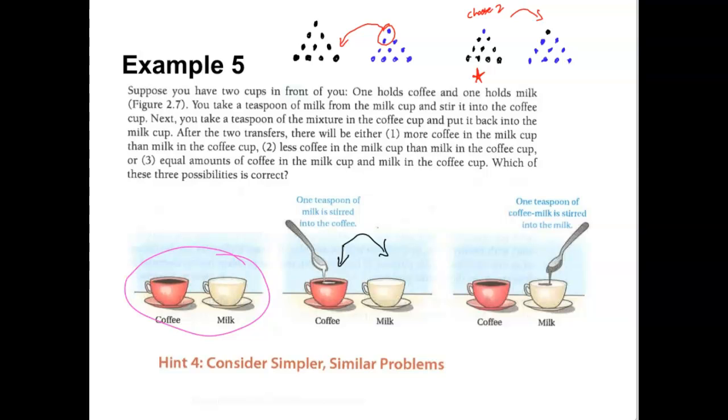Okay, what's the last possible scenario that could have happened? We did 2 coffees. We did 1 coffee, 1 milk. What's the only other possible combination that we could have gotten there? 2 milks, in which case I just take these 2, I go back to here, and they're still even, right? So actually the answer, it is counterintuitive, is that if you carried out that scenario, you should have the same amount of coffee in the milk as you have milk in the coffee.